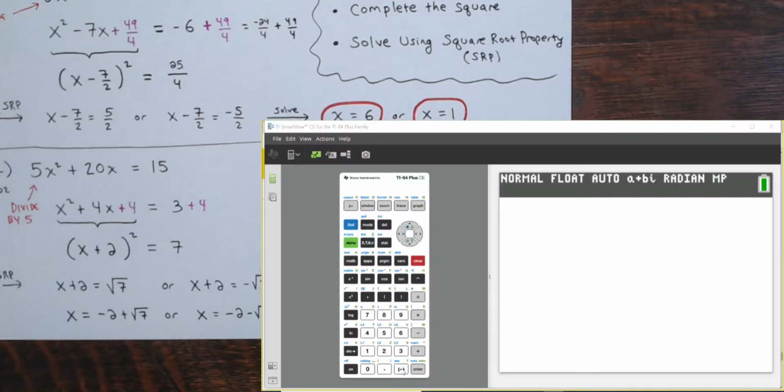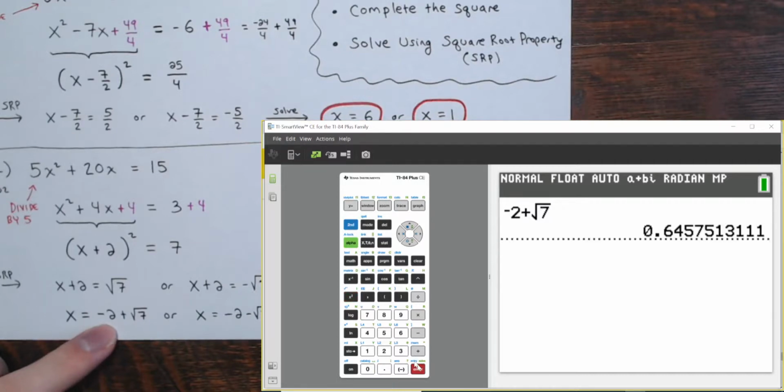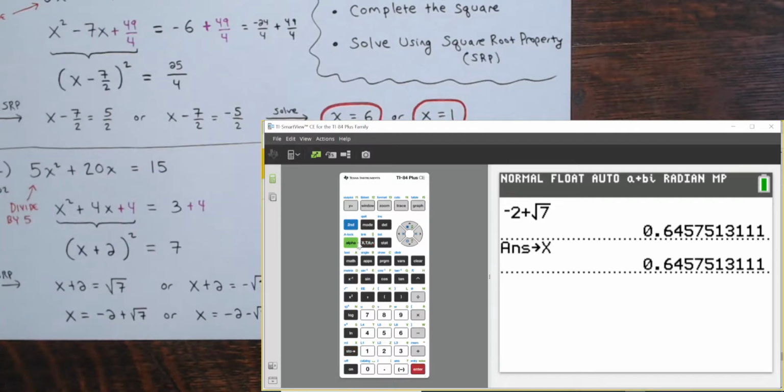And what I'm going to do is put in that solution, negative 2 plus the square root of 7. And then I'm going to store this. I'm going to hit store as x, right? The variable here is x. So now whenever I hit x on the calculator, it is that number, negative 2 plus the square root of 7.